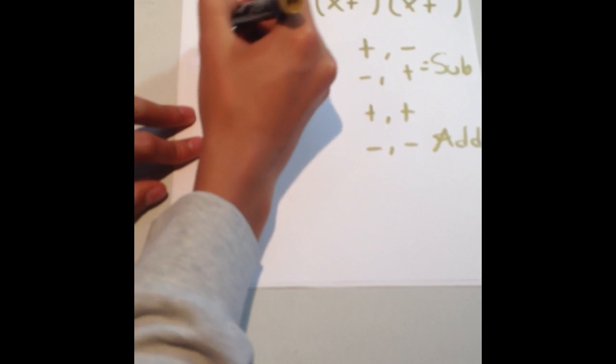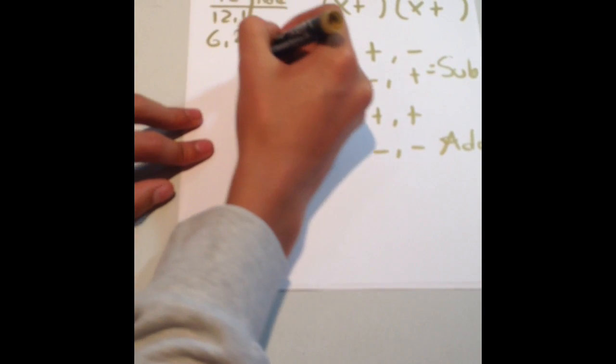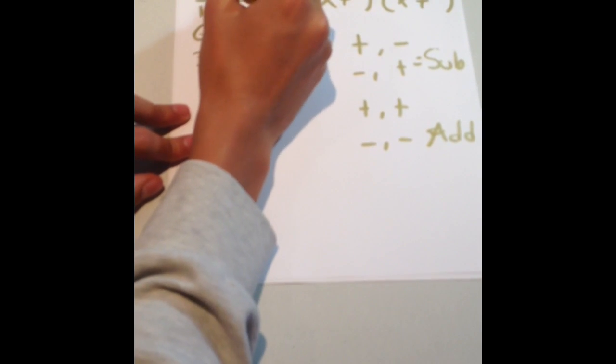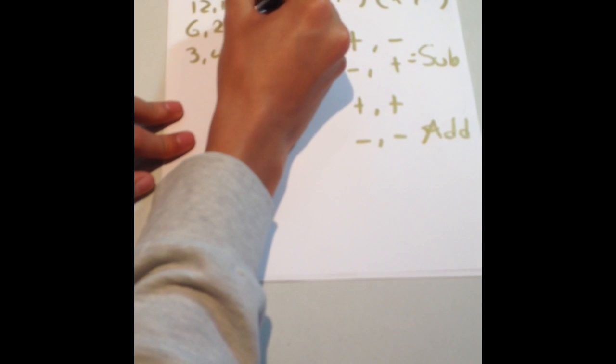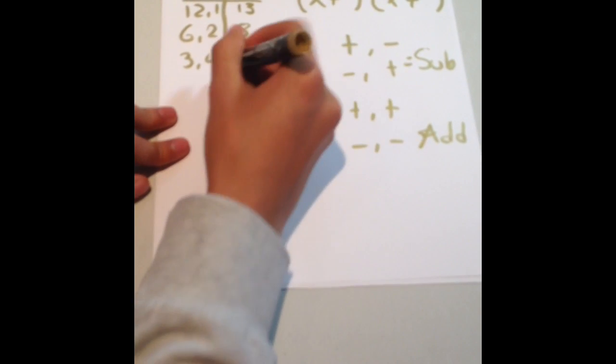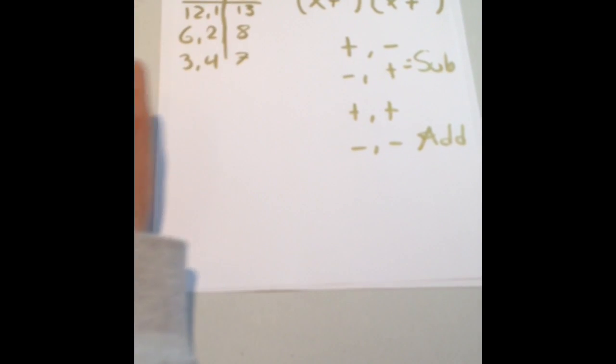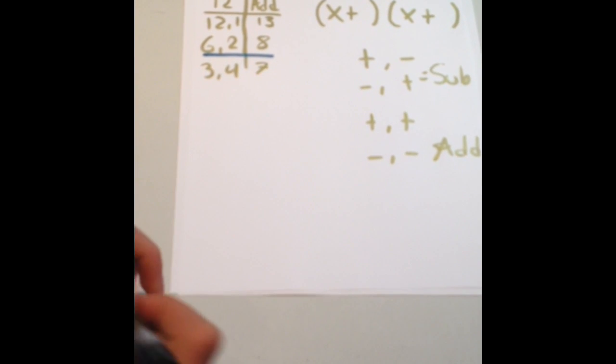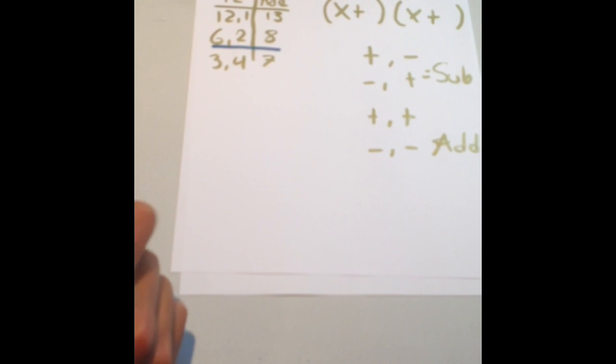So in this case, the factors that we can use are 6 and 2, 12 and 1, 4 and 3. The addition of each one should give us the middle number. So in this case, 8, 13 and 7. So as we can see here, the numbers that give us the middle number are 6 and 2.